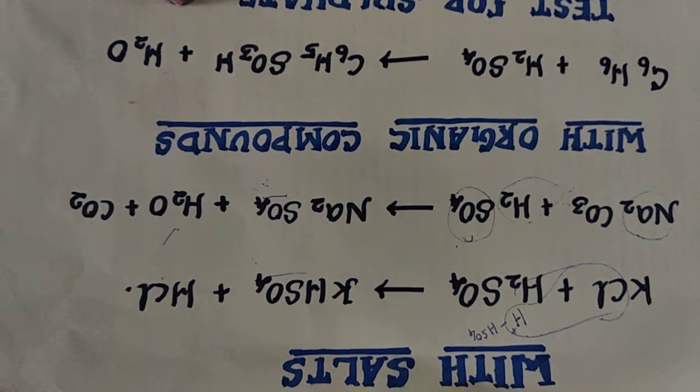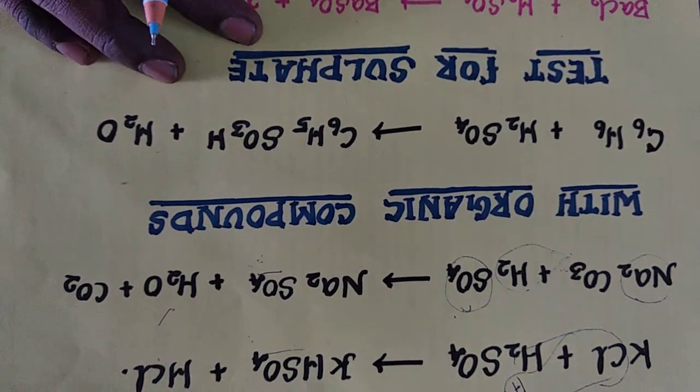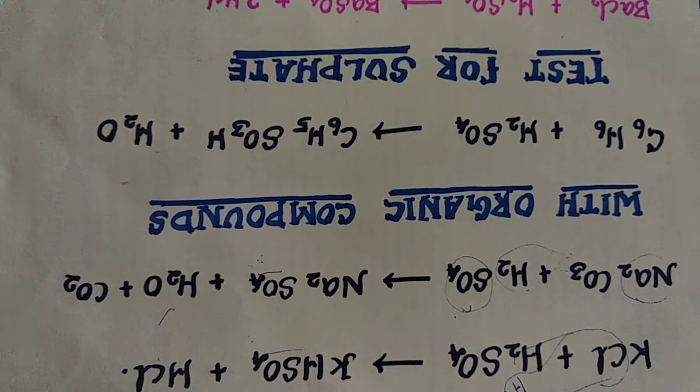Then the next chemical property is reaction with organic compounds. We are going to see how sulfuric acid reacts with an organic compound. Only one equation is given to explain this process. We have taken the organic compound benzene. It is a well-known compound to all of us. Do you remember the formula of benzene? Yes, it is C6H6. In organic chemistry, this reaction is very useful since it is used for the synthesis of benzene sulfonic acid.